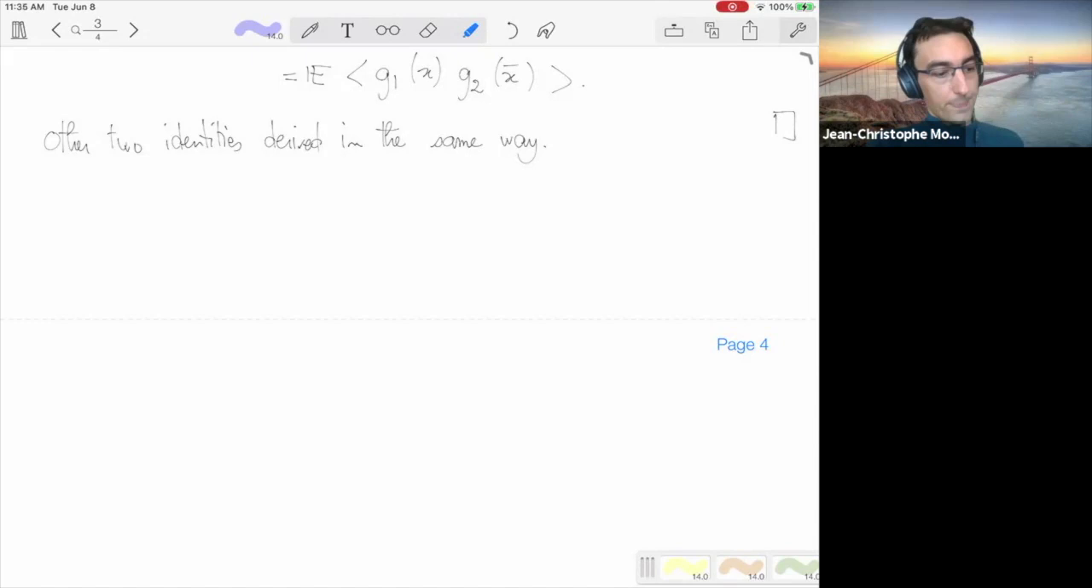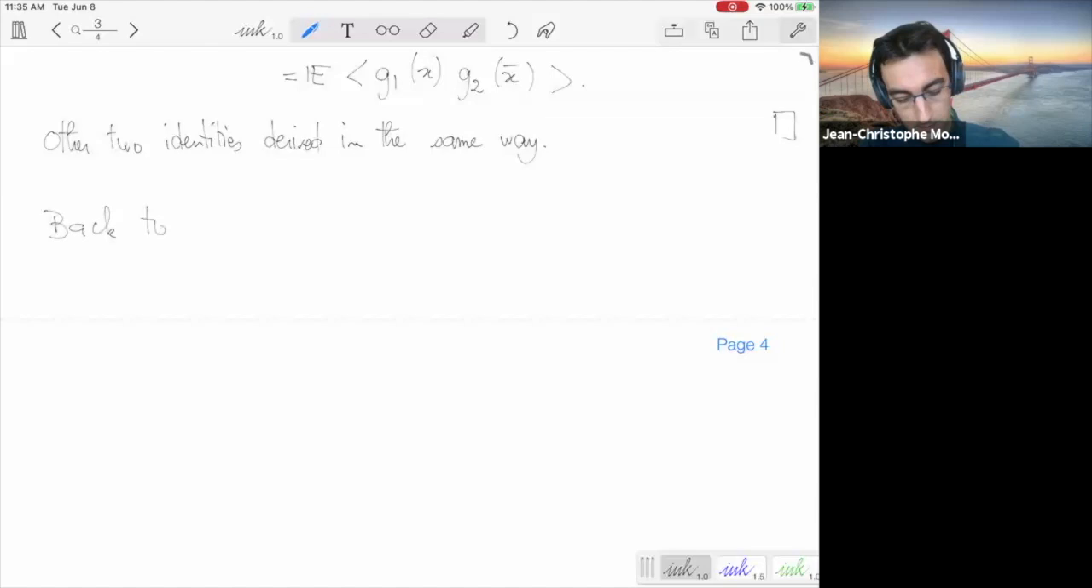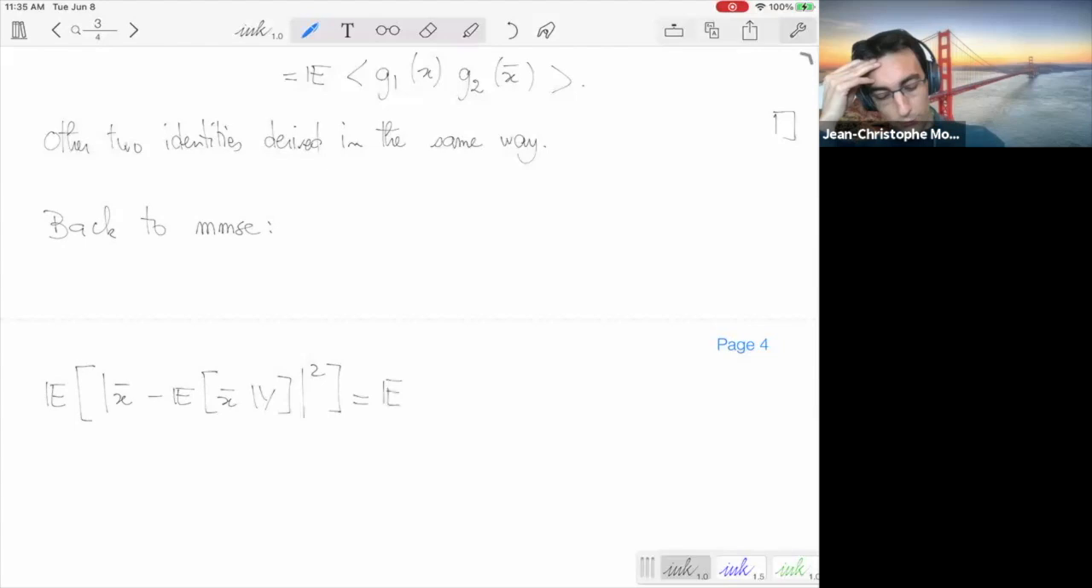Yeah, so maybe I'll just continue to play a bit with these expressions and massage this minimal mean square error using this notation. So let's say, back to MMSE. Okay, so the definition is that... this is a definition. And with our new notation, we can write this as the expectation of x bar minus the bracket of x, squared.